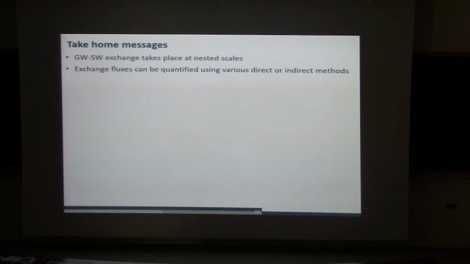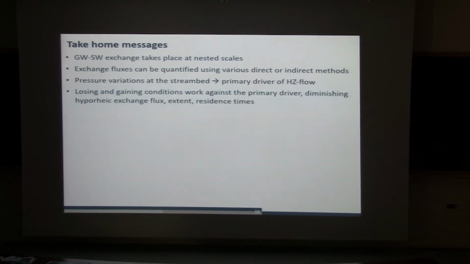The exchange fluxes can be quantified using various direct or indirect methods. All have their merits, but also their faults, like with all methods. The main primary control or driver of the exchange flow is obviously the pressure variations at the streambed, which are caused either predominantly by hydrostatic pressure variations, or also by dynamic pressures, but that depends on the type of features. Losing and gaining conditions work against the primary driver. So if you have strong upwelling, then this will subdue the hyporheic flow cells. But it also diminishes the hyporheic exchange flux, also the extent, the size of the hyporheic zone, and the residence times, of course.